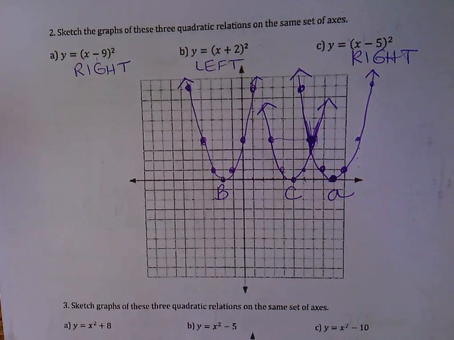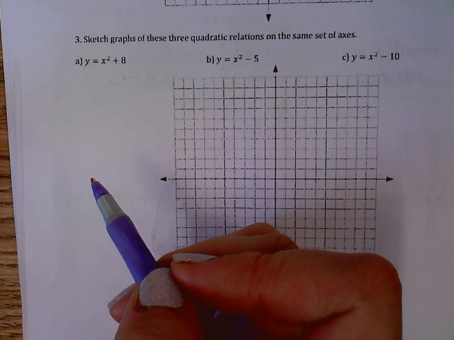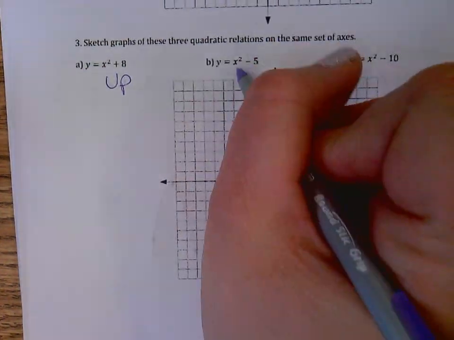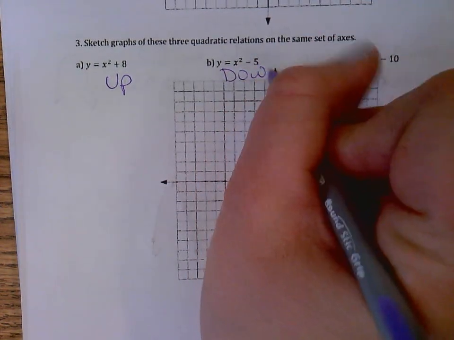Can I go to the bottom? Yeah. All right, tell me the transformation rules on the bottom. These are all ups and downs. So what does the plus 8 do? Up. What does the minus 5 do? Minus 5 goes down. Minus 10 goes down.